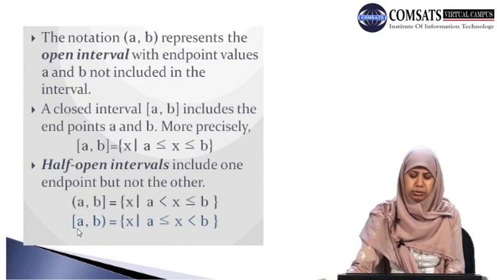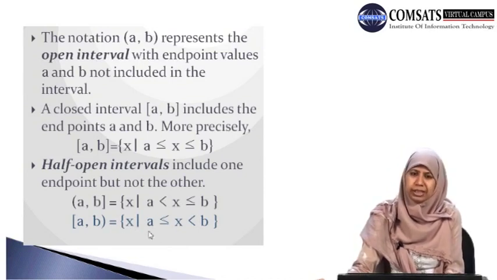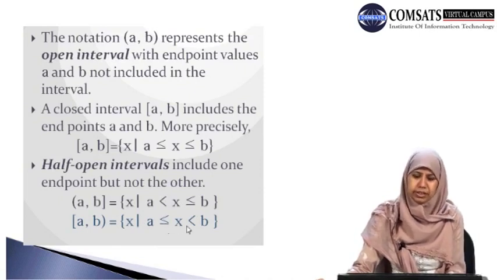So [A, B) is the set of x such that x is greater than or equal to A. Remember, we have our square bracket on the left side, so here we use the non-strict inequality, and we have our round bracket on the right side, so here we use the strict inequality. That is, all those values of x which are greater than or equal to A and strictly less than B.